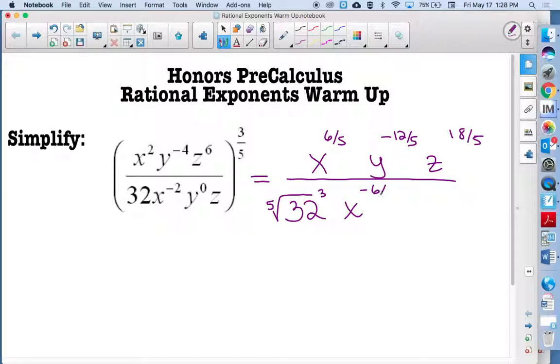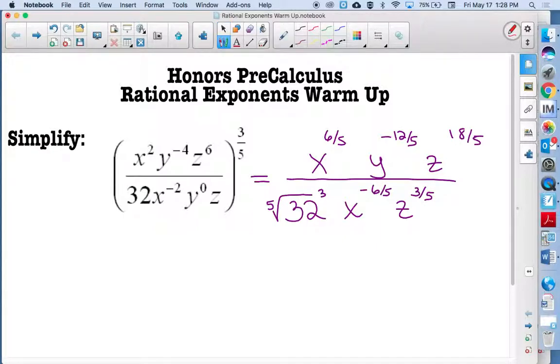Yep, and it's negative. And then what happens with the y? The y is not there. Yeah, it's not there because it's equal to 1, so it's gone. And z? Z was 3. I think 3 fifths. That's what happened.